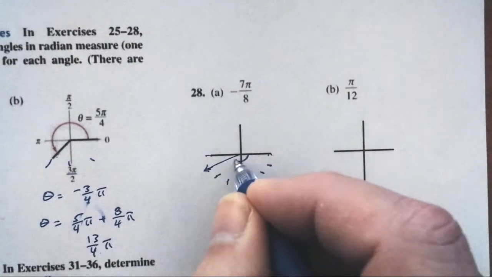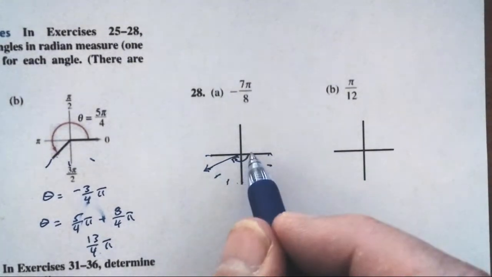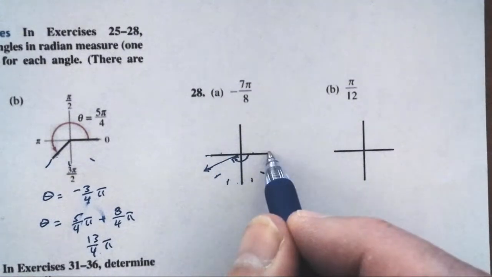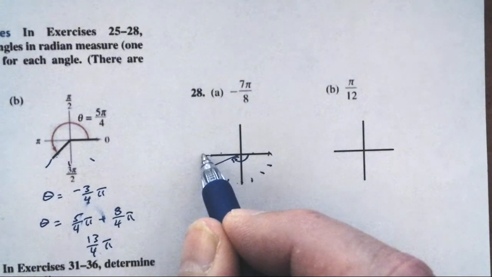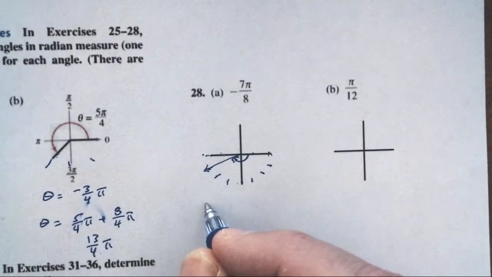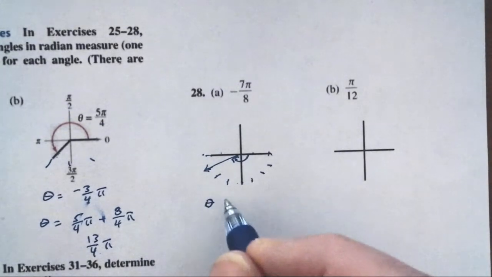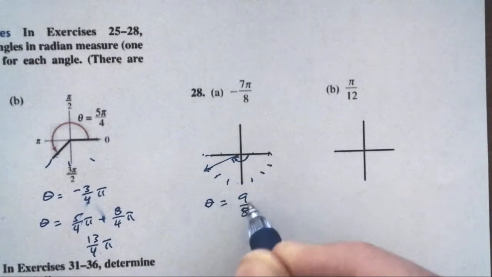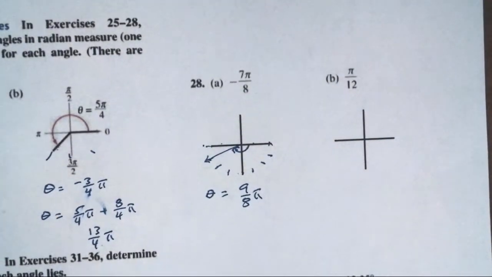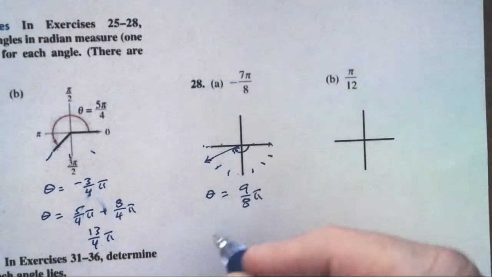So there's our negative 7/8 pi. We could go around this way. That would be 8/8, 9/8 pi. So if we call it theta, theta could equal 9/8 pi. It gets us to the same place. Or I need a negative here.